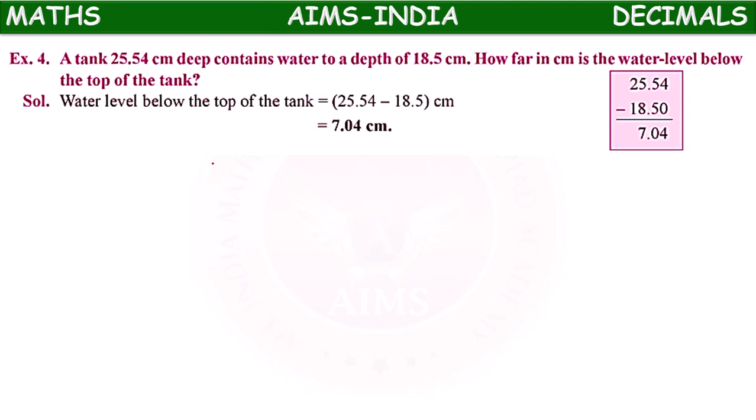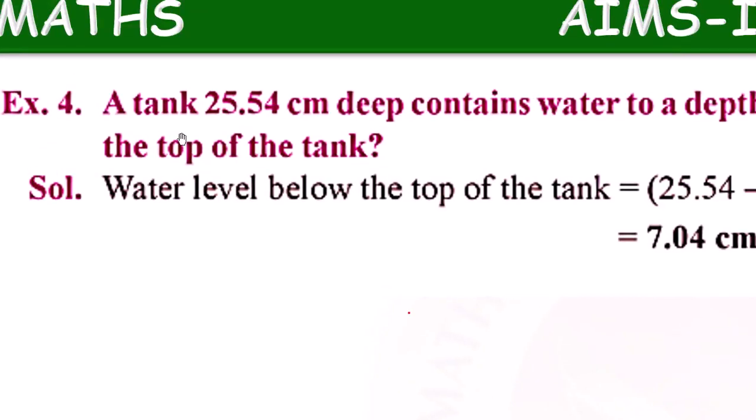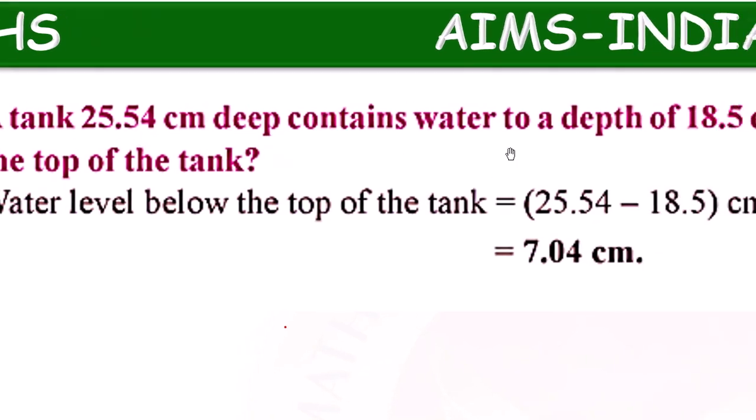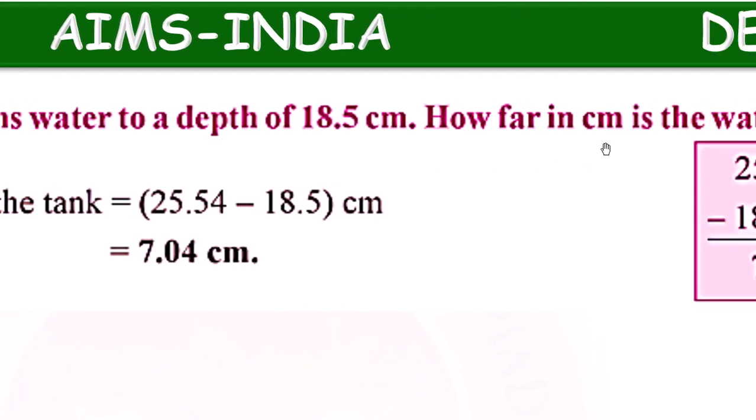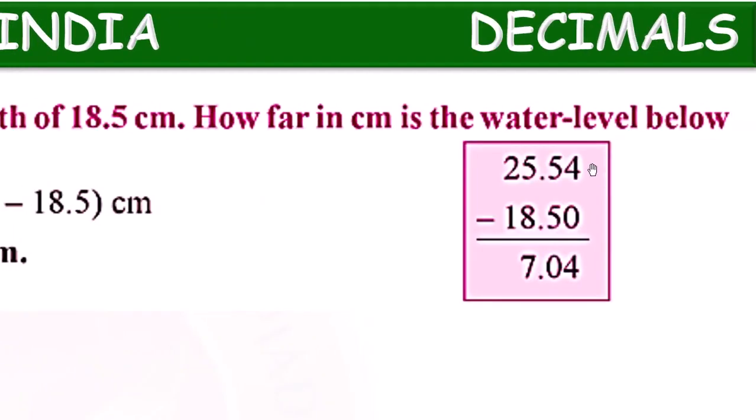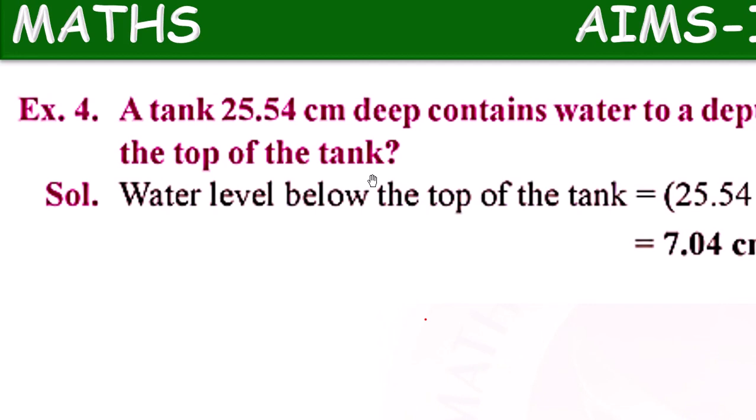Next question, children. A tank 25.54 centimeter deep contains water to a depth of 18.5 centimeter. How far in centimeter is the water level below the top of the tank?